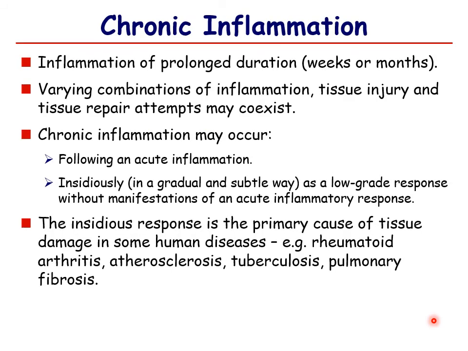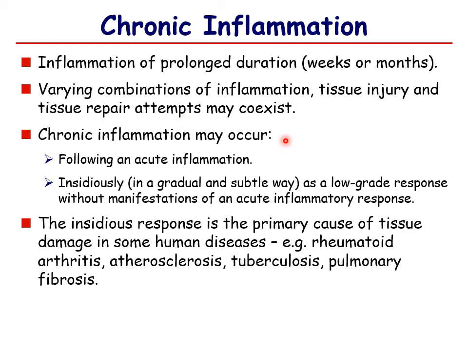Chronic inflammation is defined as inflammation of prolonged duration, ranging from weeks to months or sometimes even years. It is due to varying combinations of inflammatory responses in which tissue injury and tissue repair attempts may coexist. In other words, there is tissue injury and then tissue repair. While tissue is being repaired, there's another set of tissue injury, etc.